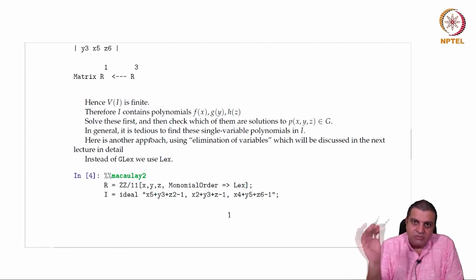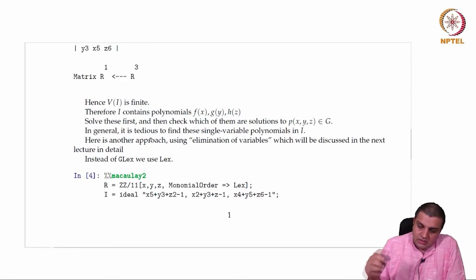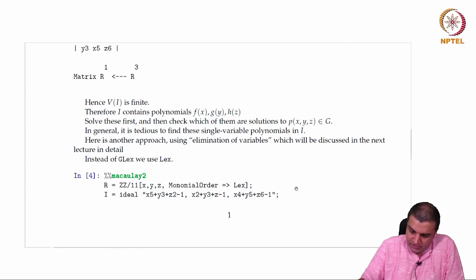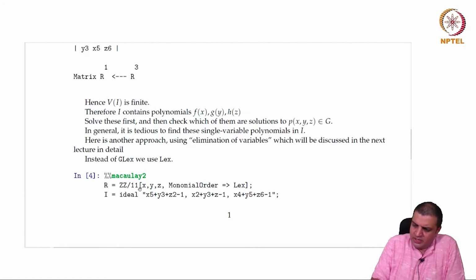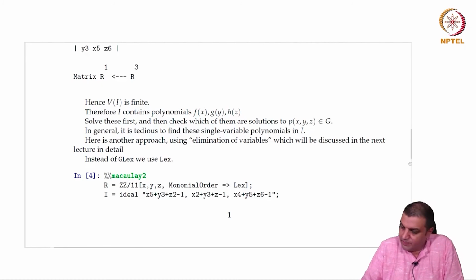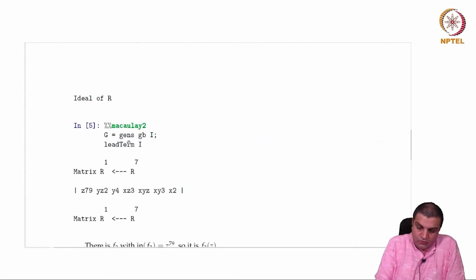Elimination will be discussed in the next lecture. The unfortunate part is we have to use lex instead of glex, and it means that the computation can get really big, as we saw in the last lecture. So that's what we're doing here. We just change the order to lex, same ideal, and we ask for its Gröbner basis.